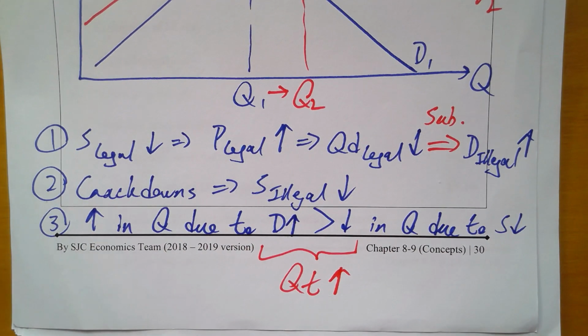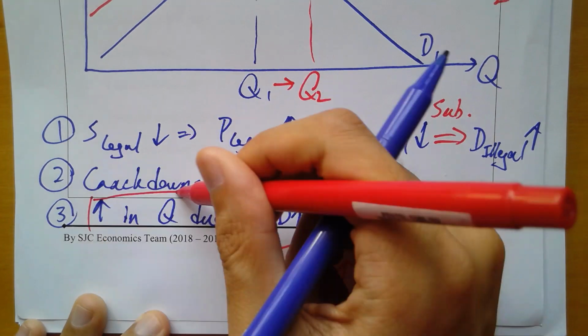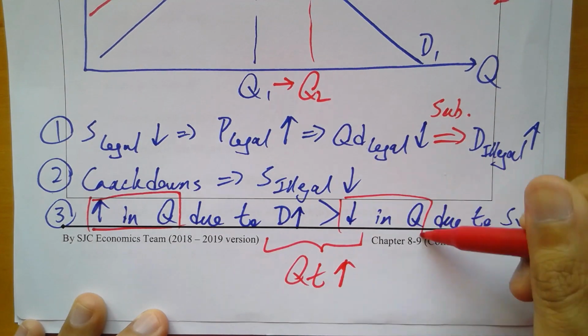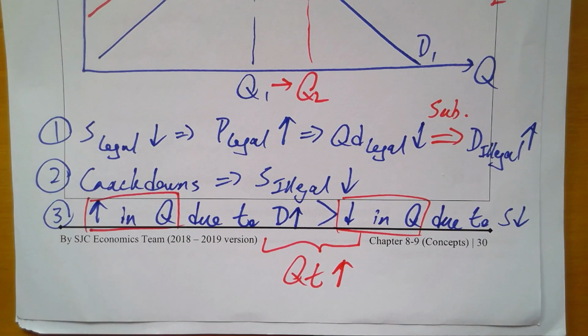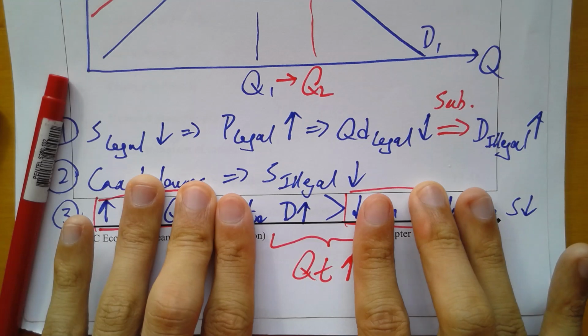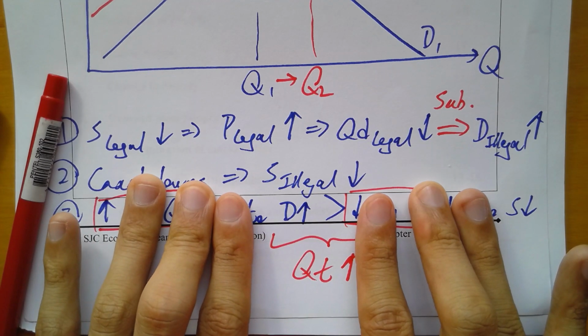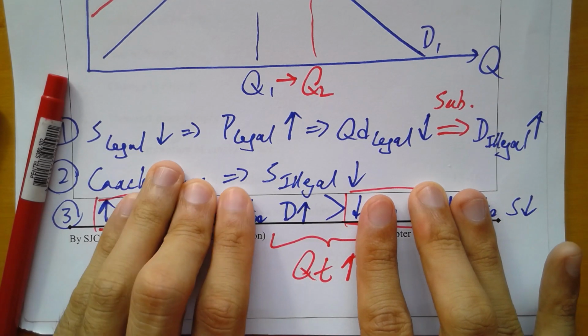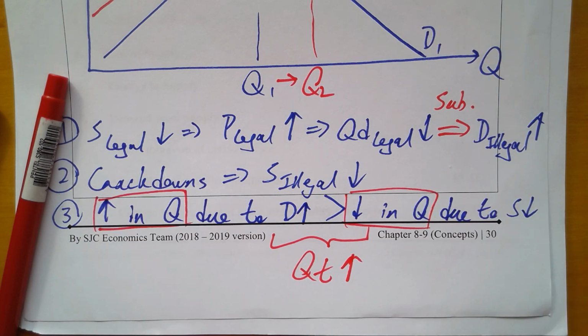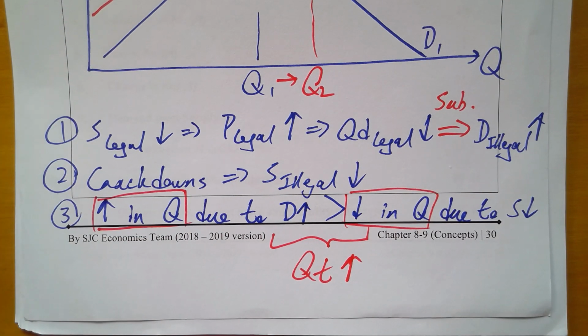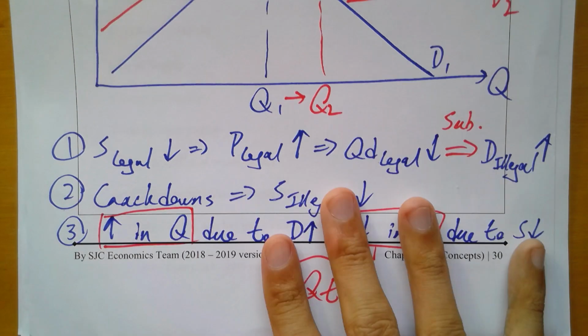Again, remember, the wording should be increase in Q, decrease in Q, not just increase in demand bigger than decrease in supply, not just like this. Okay, this is the correct way of writing. Alright, so let us use the remaining time to finish all the examples together. Let's go back to page 19.